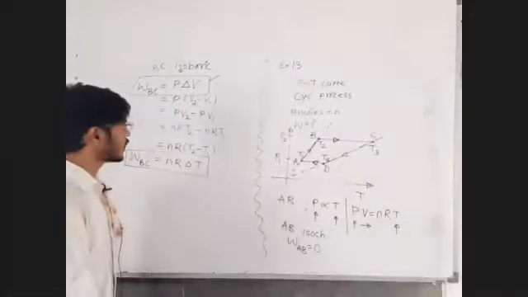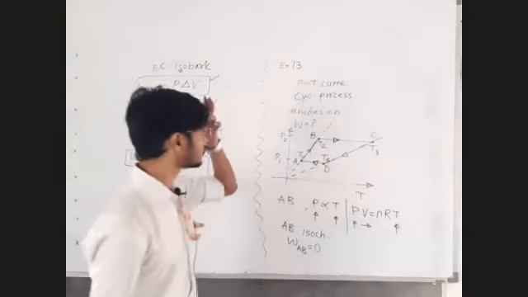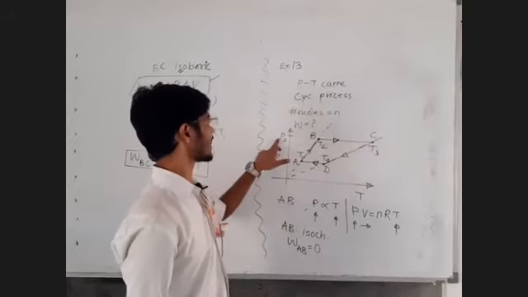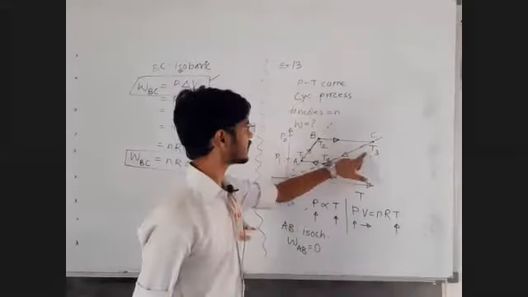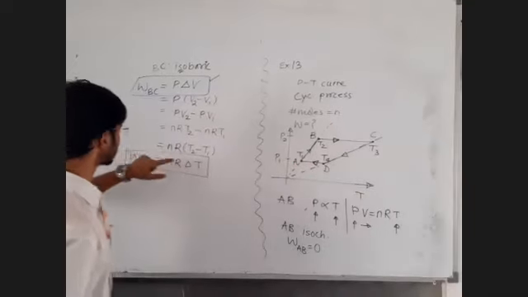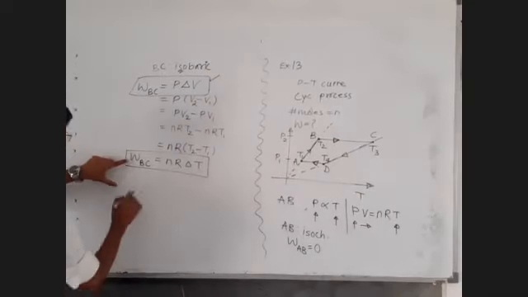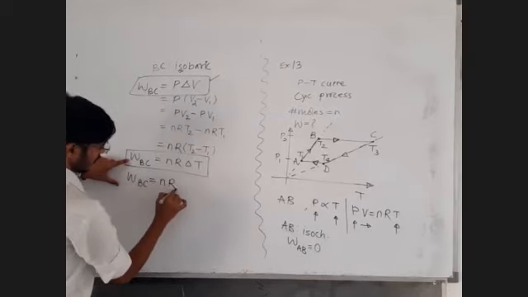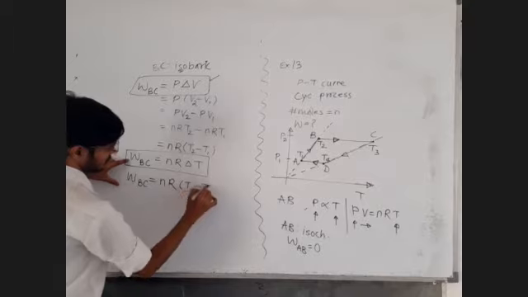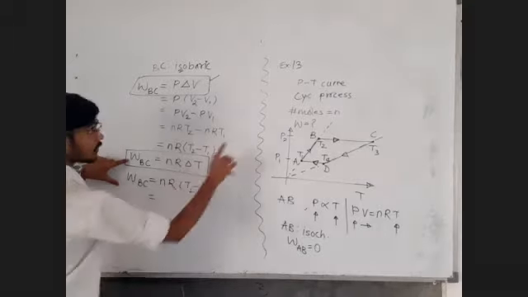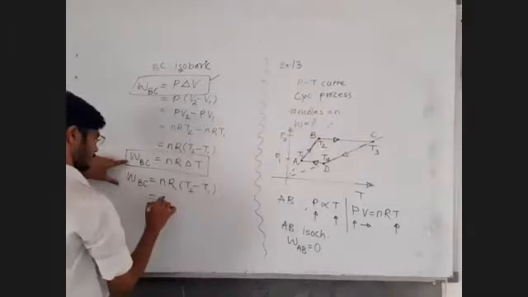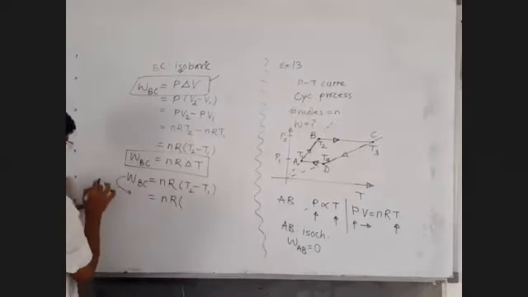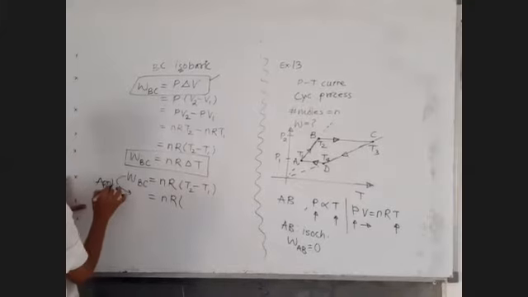So guys, right now we are not given the data of volume, but we have data of temperature for the isobaric process. So we'll go with this. nR delta T will be T2 minus T1. n is the number of moles, R as it is. This formula is being applied.